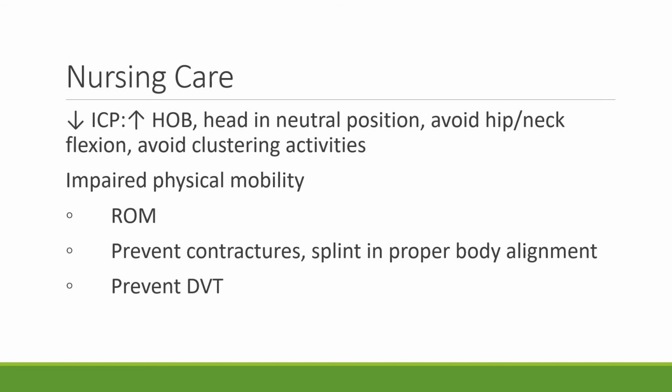Avoid clustering activities, so it's extremely stressful on them to have a lot of activities at once, so we're going to spread those out. When our patient becomes stressed and overstimulated, they have an increase in intracranial pressure. So they're going to have impaired physical mobility, so we're going to be doing range of motion for them, or we're going to get them to do active range of motion. We want to prevent contractures. It's very common after stroke because of the lack of mobility and decreased sensation. So they will probably have splints to put their body in proper alignment.